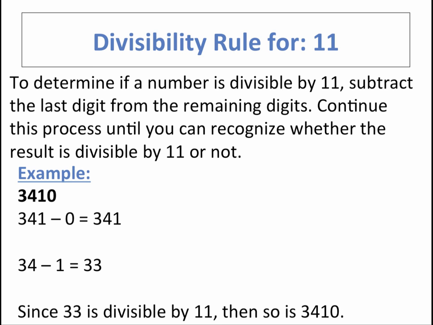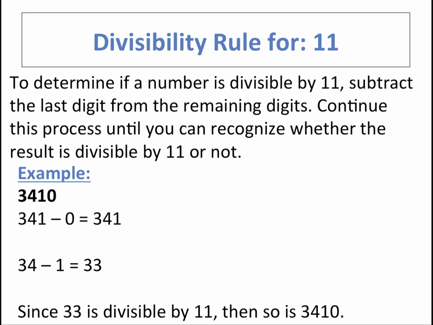3410. I pull away the last digit 0 to get 341. I don't recognize that number right away as divisible by 11 or not, so I repeat. I pull away the last digit 1, 34 minus 1 gives me 33. 33 is obviously divisible by 11, so is the larger number 3410.